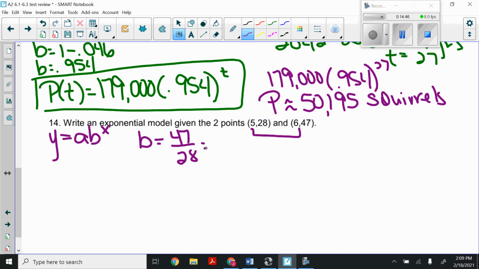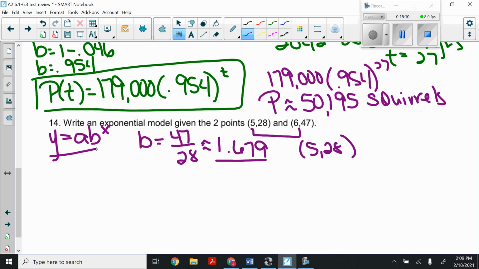So 47 divided by 28, b is approximately, and we're going to round here to 3 decimal places, so I would get approximately 1.679. So now that I have B, I need to find A. I pick one of these points. I'm just going to pick the point 5, 28. And I plug into this equation, and I'm going to solve for A.